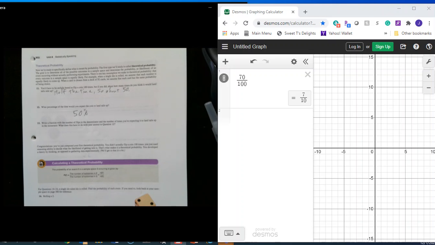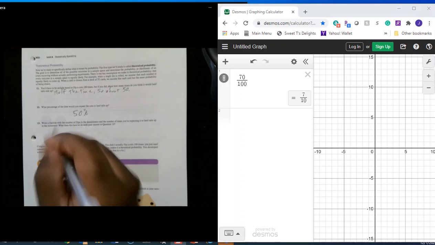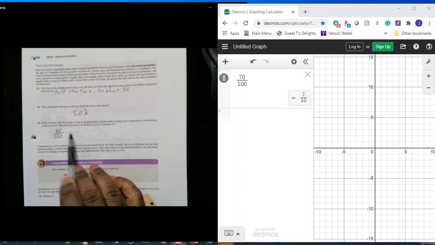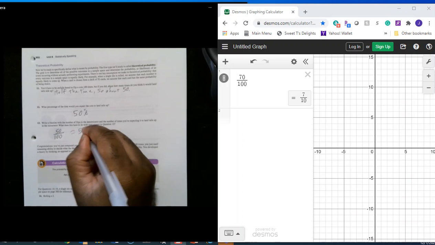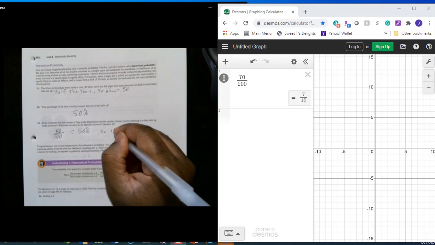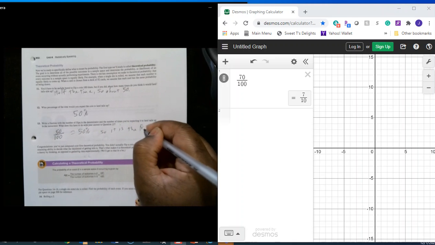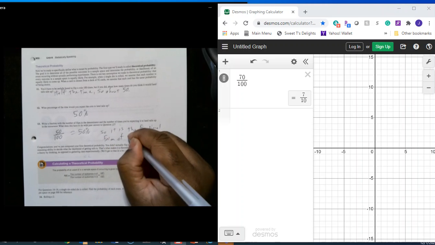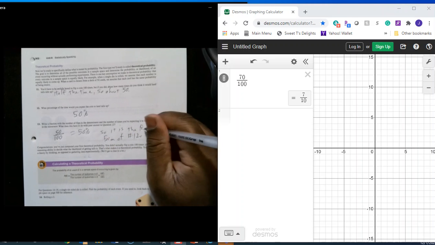Write a fraction with the number of flips in the denominator and the number of times you're expecting it to land tails up in the numerator. What does this have to do with the answer to question 12? Okay, so the amount of times it's flipped is 100. 50 is what we're expecting. And it says, what does this have to do with the answer to question 12? 50 over 100 is 50%. So it is the fractional form of number 12.